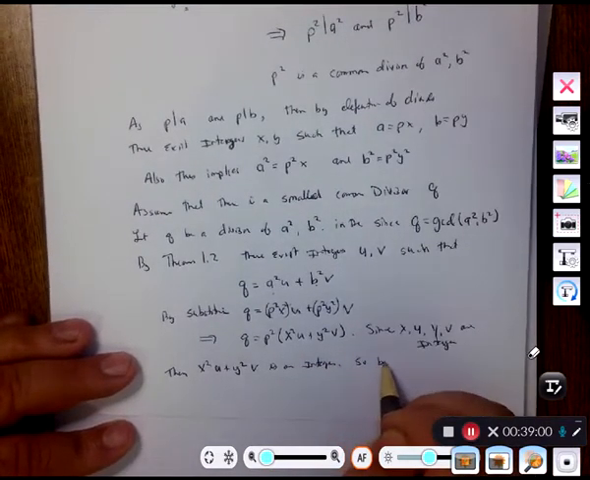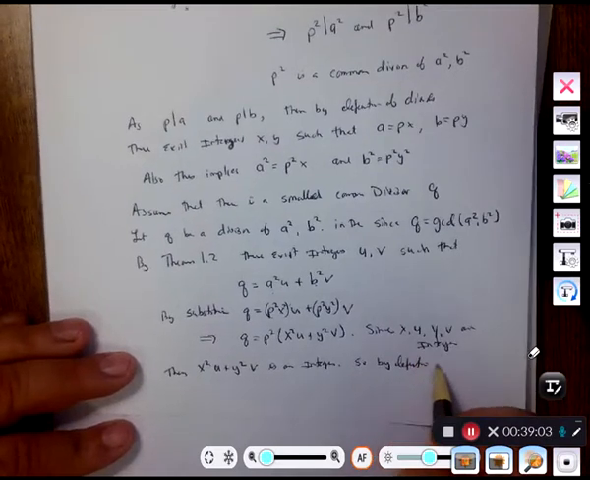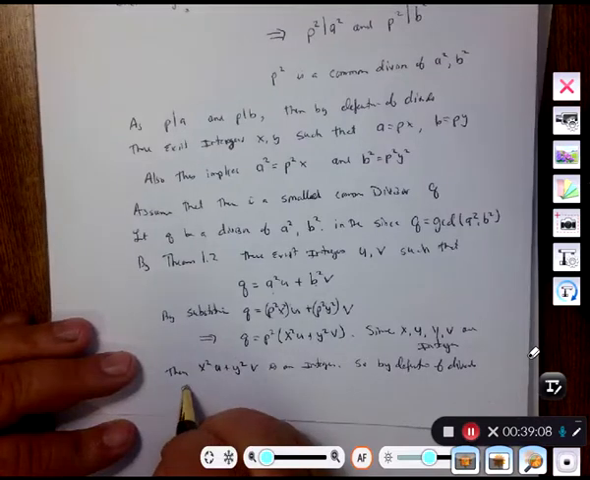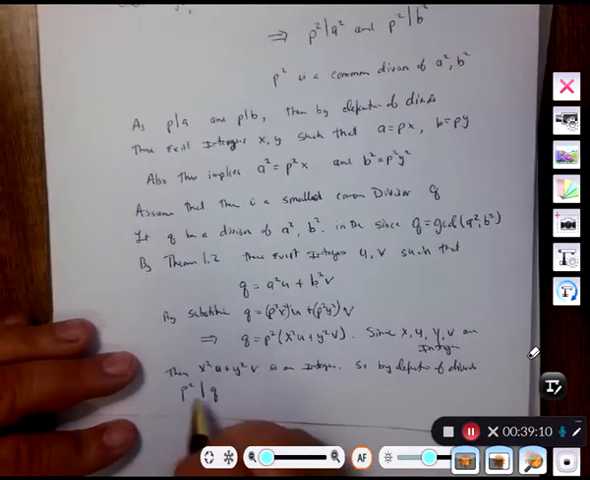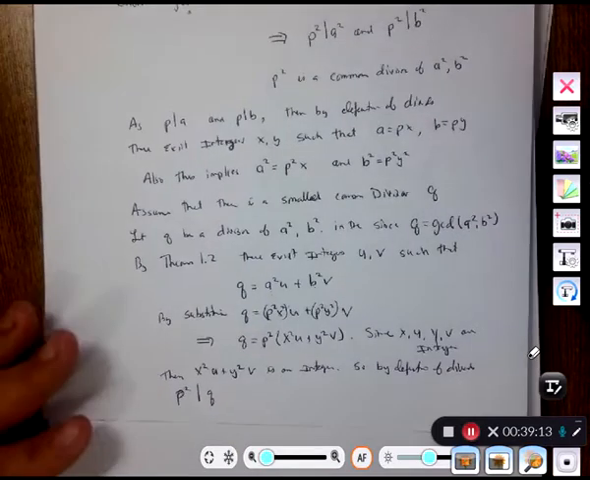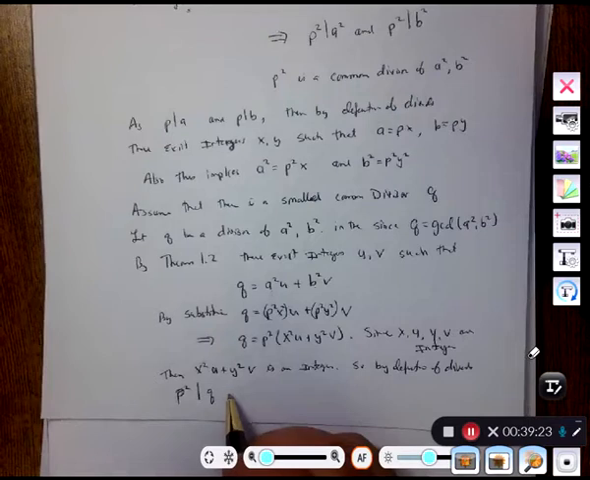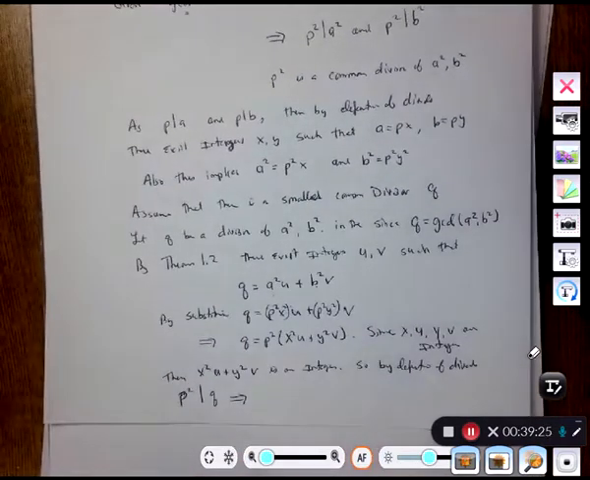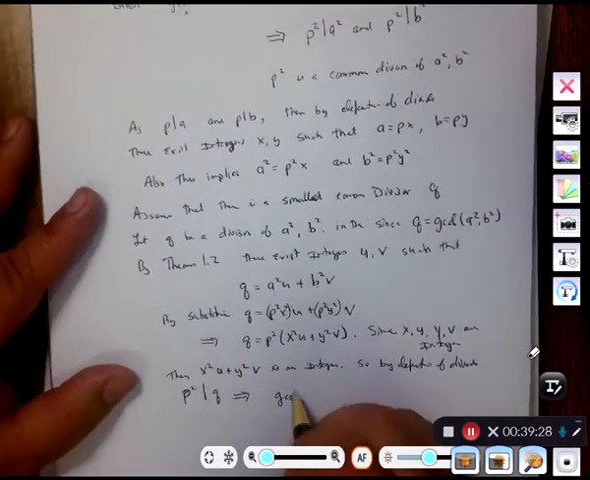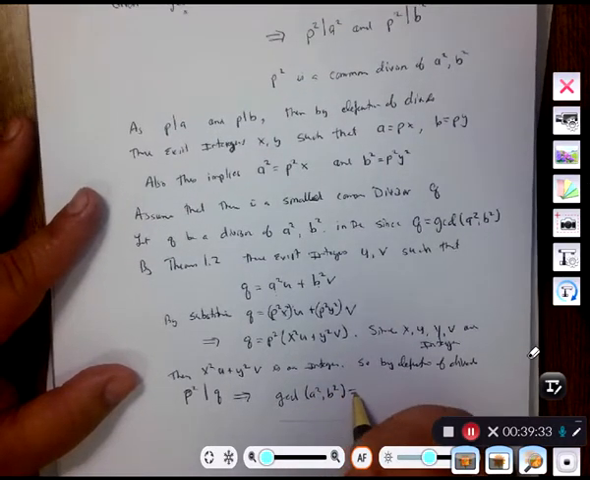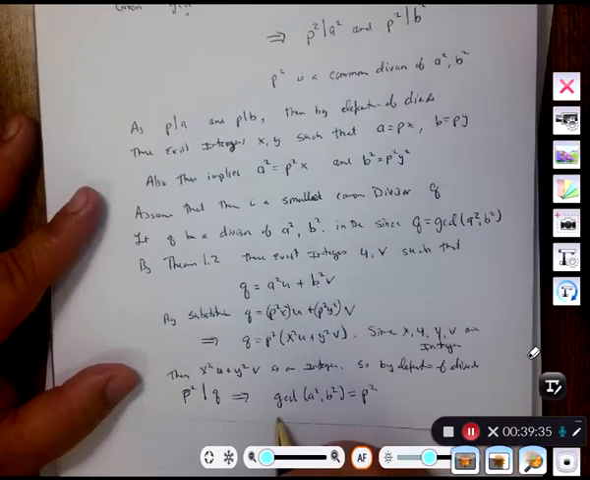So by definition of divides, p squared actually divides Q. So the greatest common divisor, okay, but p squared actually divides Q, which implies that the GCD of a squared and b squared must be equal to p squared.